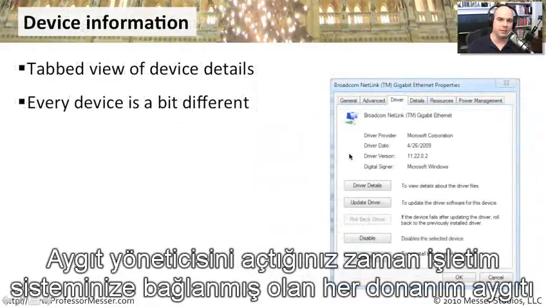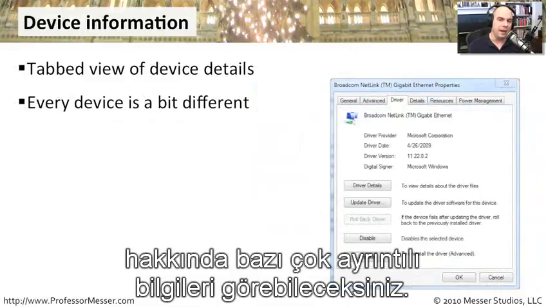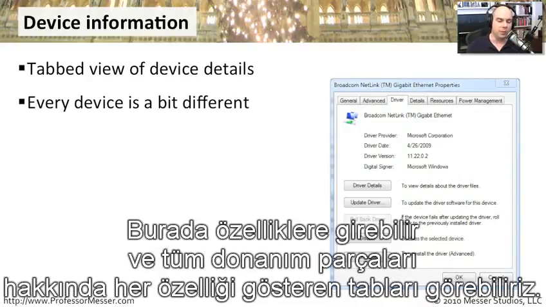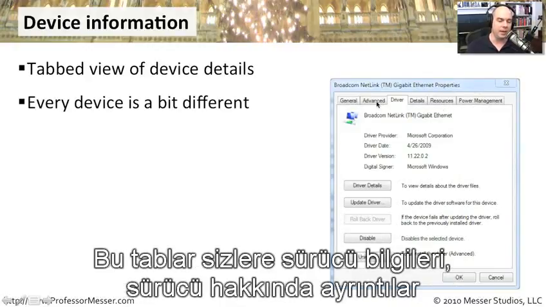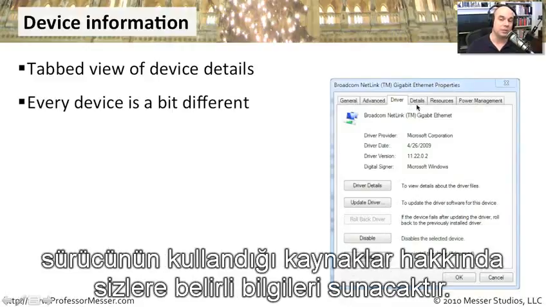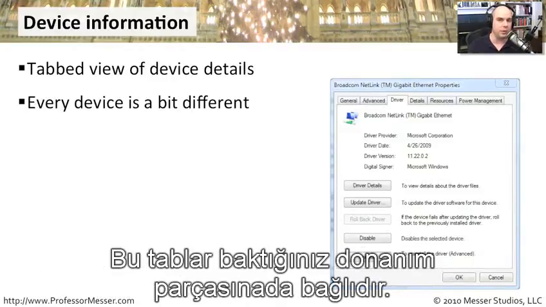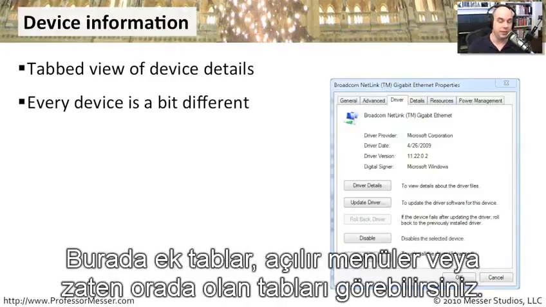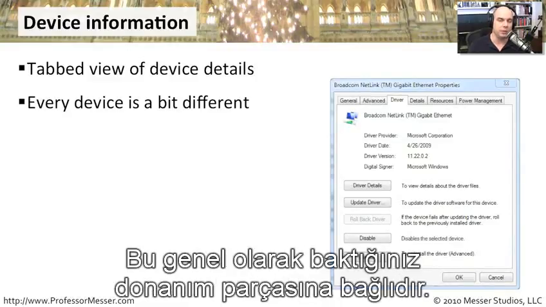Now, once you get into the Device Manager, you'll be able to see some very specific information about every single piece of hardware that's connected to your operating system. We can go into the properties and you'll see tabs across every property of every piece of hardware that give you a little bit of information about driver information, the details about the driver, the resources that the driver happens to be using. There's a lot in there. And depending on the piece of hardware that you're looking at, you may see additional tabs pop up, or you may see that some tabs aren't even there. It just depends on the piece of hardware you're looking at.